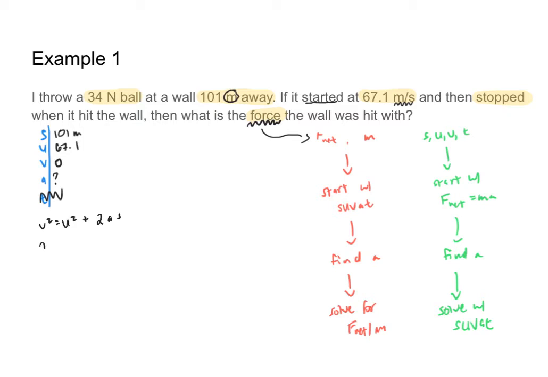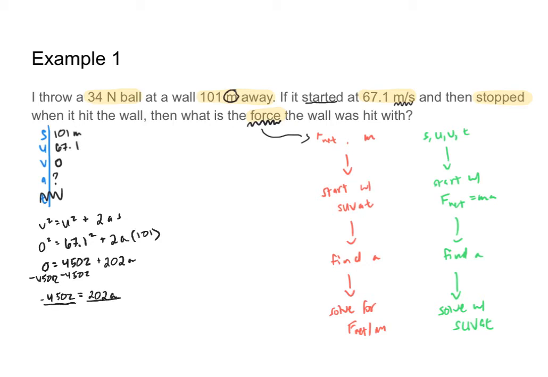Plugging in my numbers, I know that v is 0 and that u is 67.1. And I'm going to add to that 2 times my acceleration, which is my unknown, so that can stay as a variable, times my displacement, which is 101. When I simplify that, what I'll find is that 0 is equal to 4,502 plus 202 times a. Next, I'm going to need to subtract 4,502 from both sides. And what that'll get me is that negative 4,502 is equal to 202 times my acceleration.